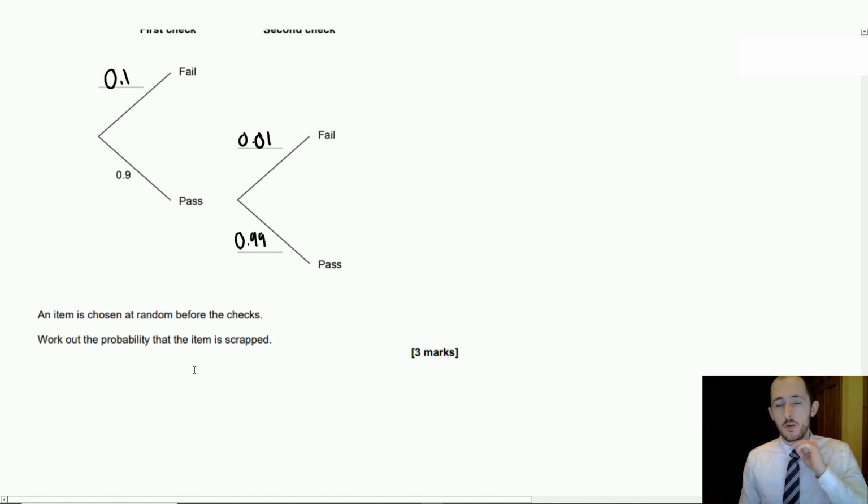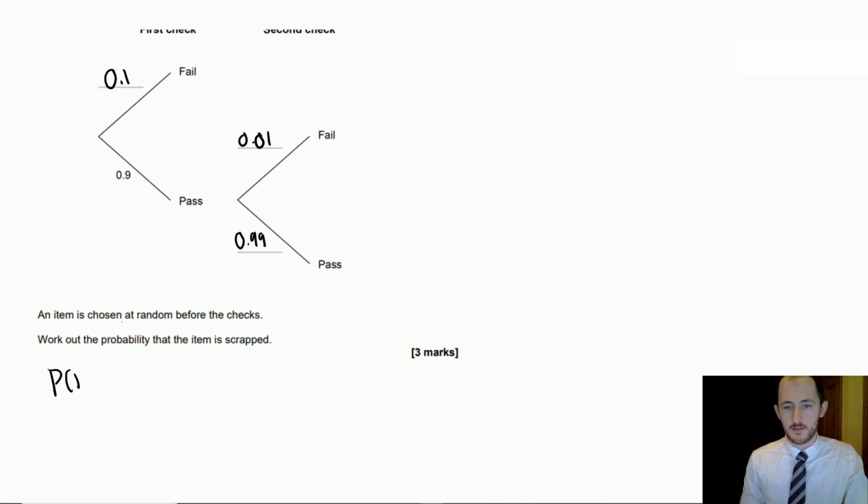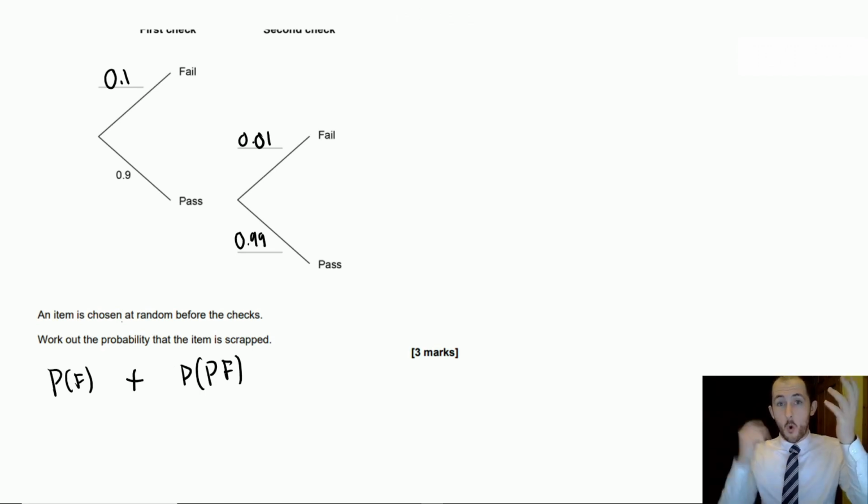Okay, so here's where things get a bit more spicy. There are 2 ways an item can be scrapped. It either gets scrapped straight away, so the probability that it fails straight away, or it can pass, then fail. Now when I say the word or in probability, I add them together, because it's this or this, so my probability increases. If there's multiple ways for something to happen, the probability has to increase.